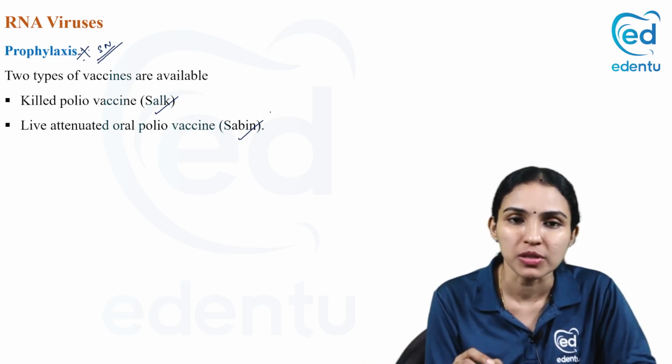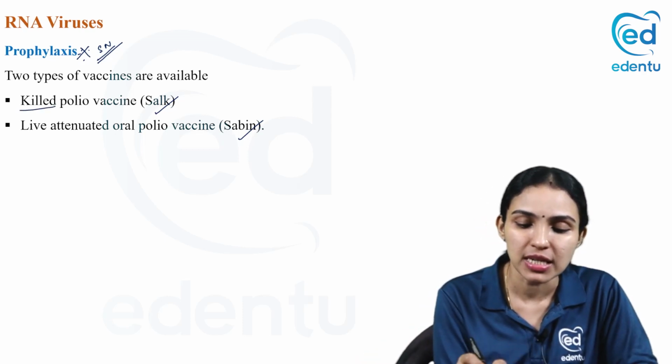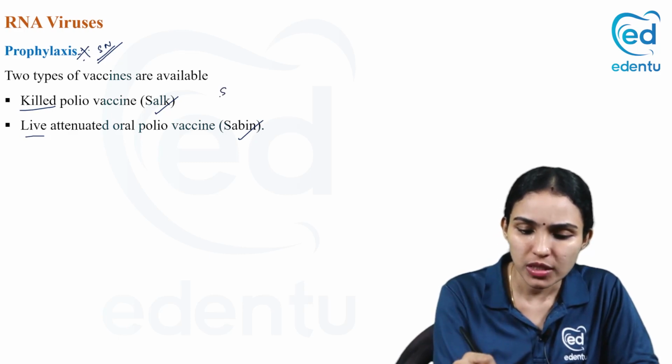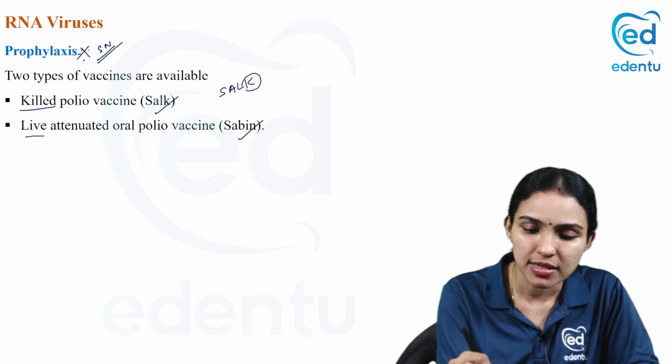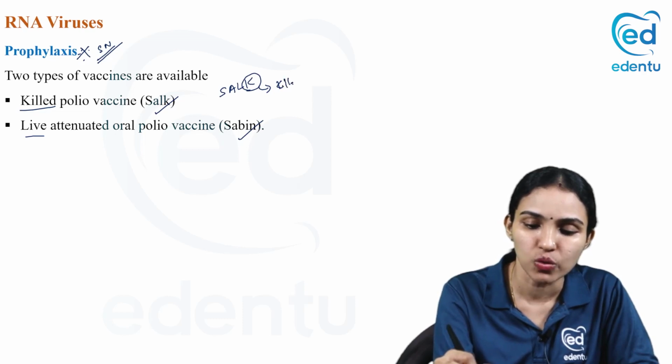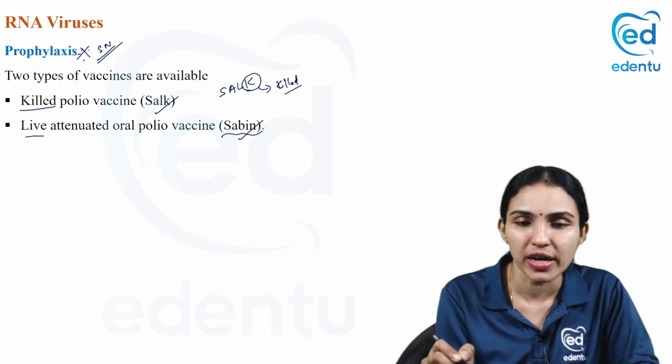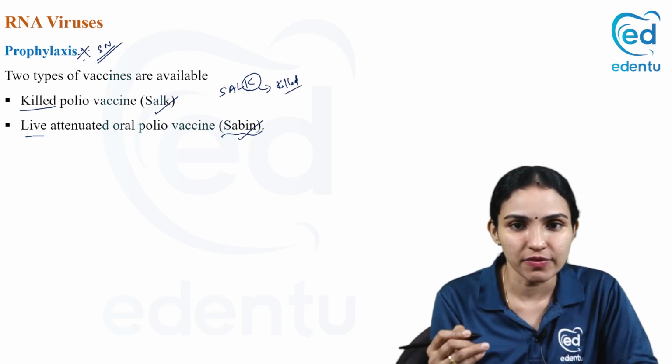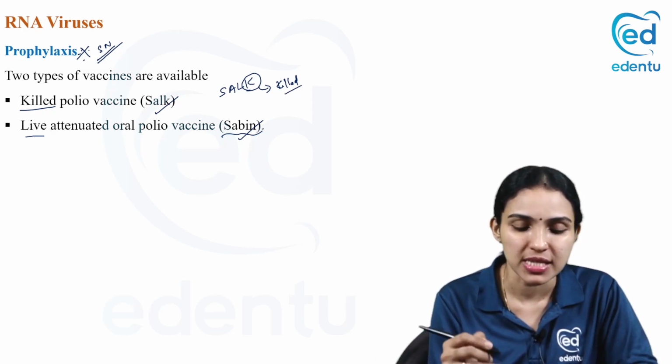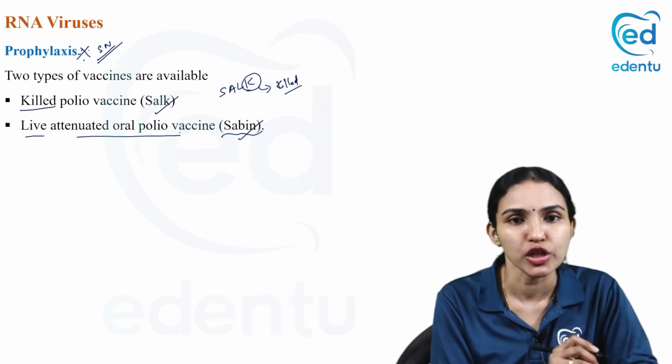So how you can remember: one vaccine is a killed vaccine and the other is a live vaccine. Salk vaccine is the killed vaccine. That is how we can remember. And Sabin vaccine is a live vaccine. So what is left is Sabin. Sabin is the live attenuated oral polio vaccine.